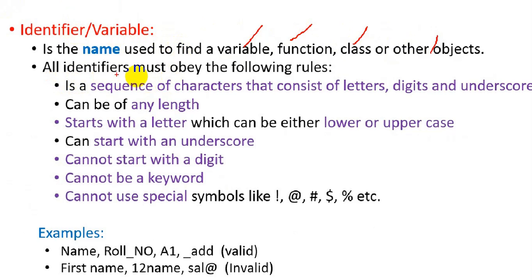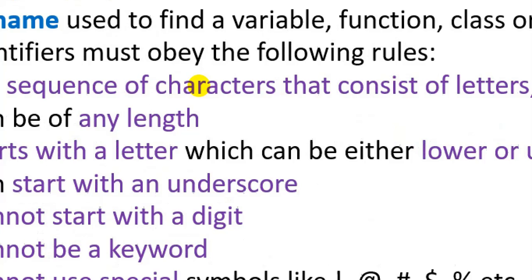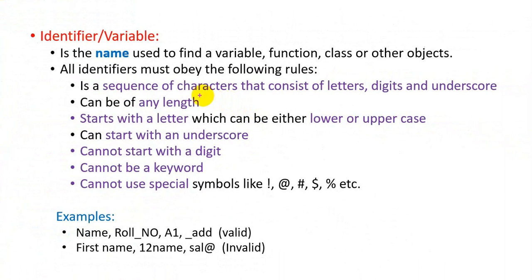All identifiers must obey the following rules. So we have a set of rules. An identifier is a sequence of characters that consists of letters, digits, and underscore. An identifier can be any length. There is no restriction. It can have any number of combinations of letters, digits, and underscores of any length.